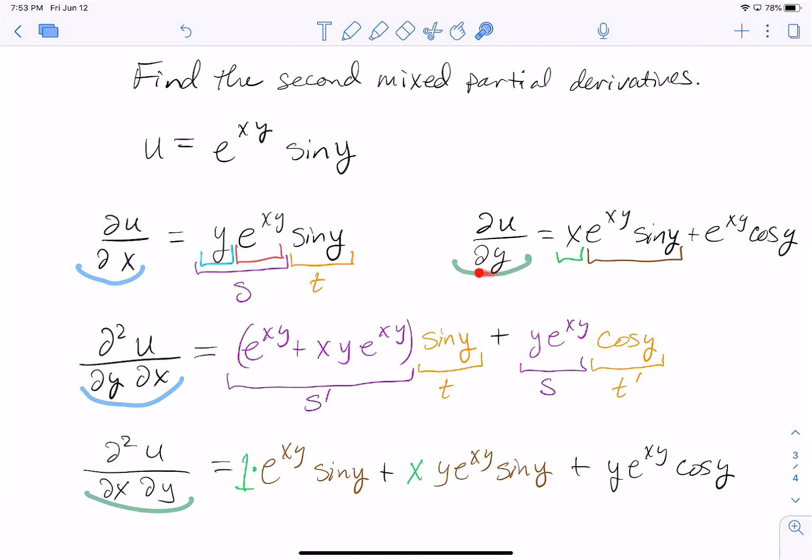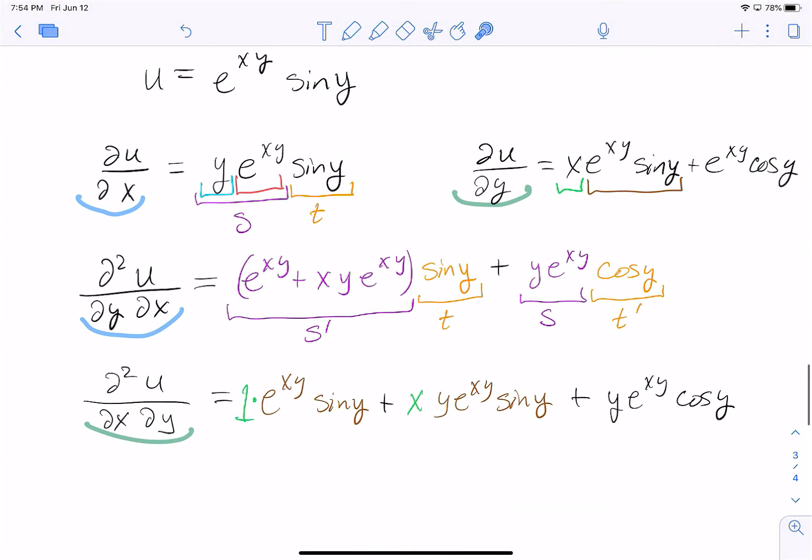For the partial of u with respect to y, we're looking at x times e to the xy sine of y, so that's a product of two functions of x. The second term simply has one occurrence of x, and so it's not going to use a product rule or anything. So the second partial of u, first with respect to y and then with respect to x, is going to be 1 times e to the xy sine of y plus x times y e to the xy sine of y plus y e to the xy cosine of y.